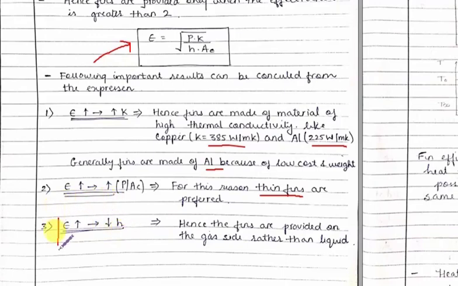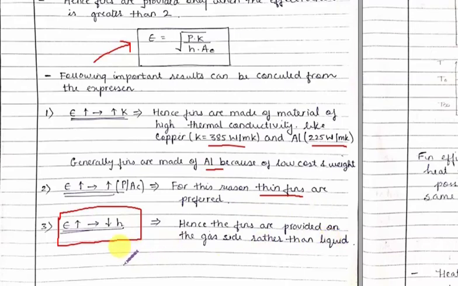This is again a very important conclusion that we can draw. We have seen that fins are usually applied on the gas side. Why are fins applied on the gas side? Because the h value is very low as compared to the liquid side. So if the h value is less, automatically your effectiveness will increase. So here we can conclude that the fins are provided on the gas side rather than on the liquid side.